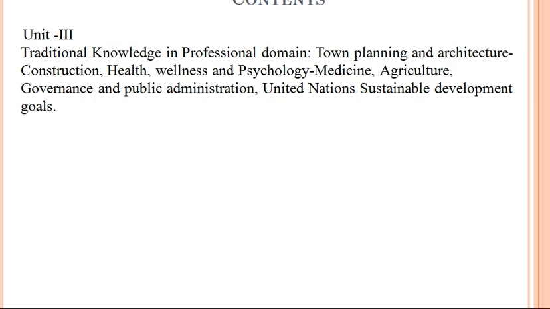the traditional knowledge improving the professional domain. The following points are discussed in the third module or third unit: town planning and architecture, construction, health, wellness, psychology, agriculture, governance and public administration, United Nations sustainable development goals.